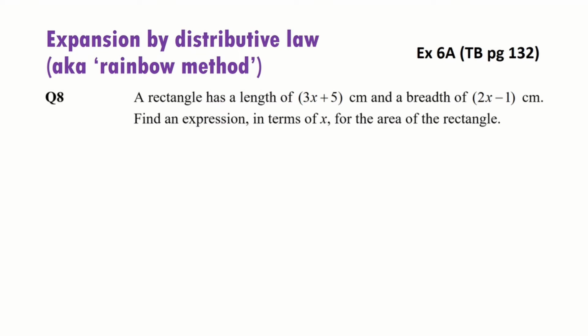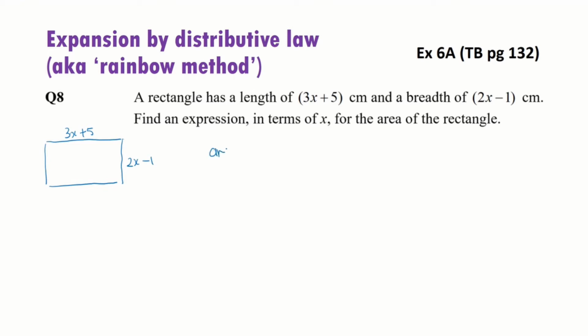Now for question 8 over here, right, we are given somewhat like a problem sum. We are told that the rectangle has a length of 3x plus 5 and then after that the breadth is 2x minus 1. So some of you drew a very helpful diagram to illustrate and understand the question. So that is actually a good habit. We want to find the expression for the area of the rectangle.